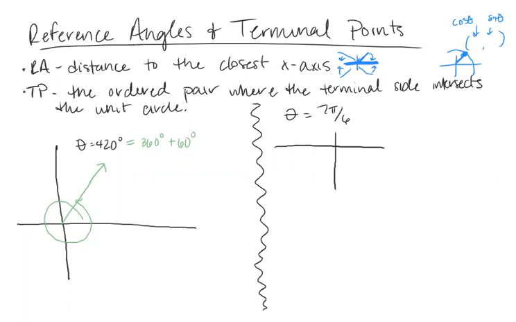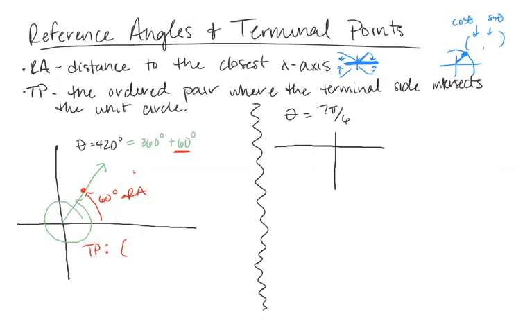And now you can see in this setup, this is your reference angle, but if you don't trust that, look at your picture. This distance right here is 60 degrees. That is your reference angle. So the sine and cosine values here, that terminal point, let me label this, our terminal point.